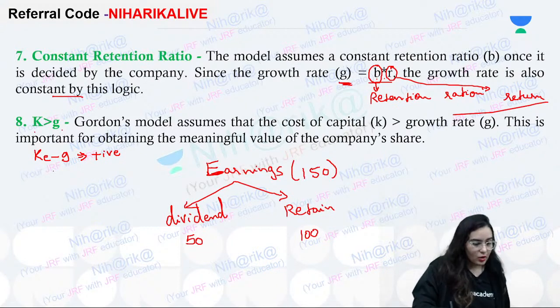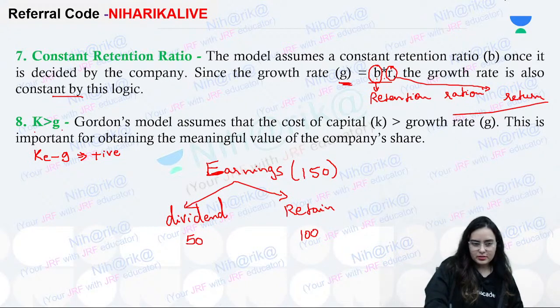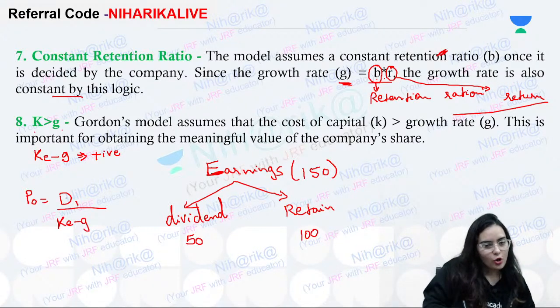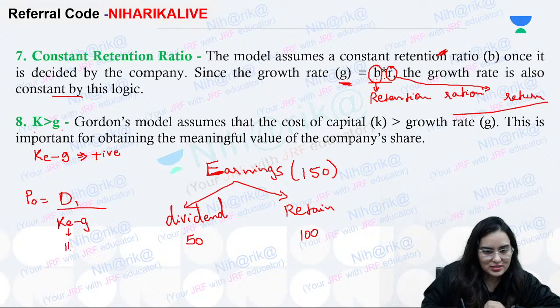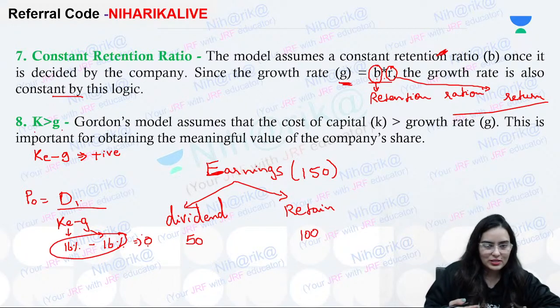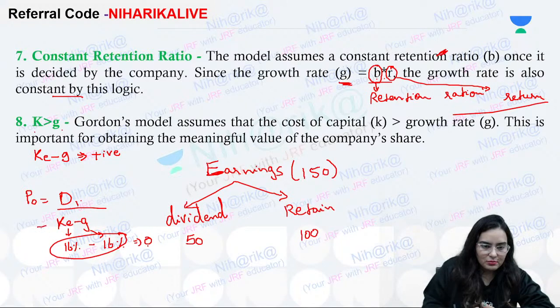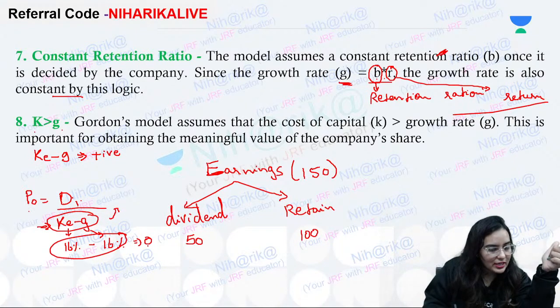Yes, definitely. How come it should be positive? You might have seen that formula: P0 is equal to dividend D1 upon KE minus G. Now imagine if this KE is 16% and this growth is also 16%, don't you think the denominator will amount to 0? Anything divided by 0 is not even possible, because the answer will be infinity. That's why every time this number should be positive, so that ultimately our dividend can be capitalized and we can get our P0 value.